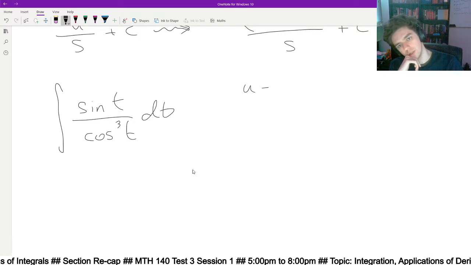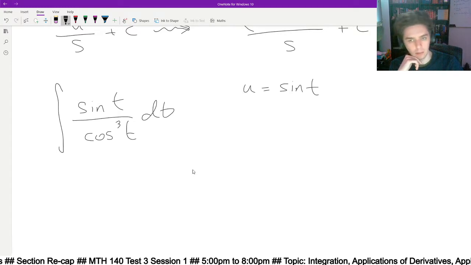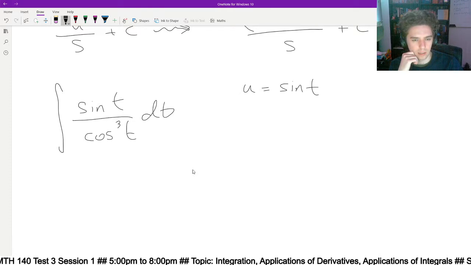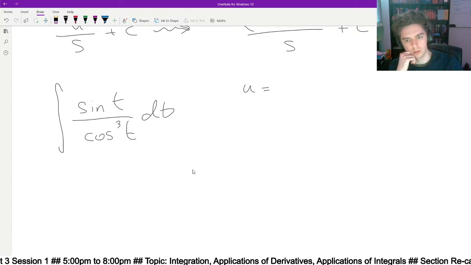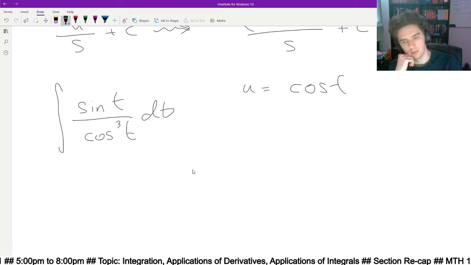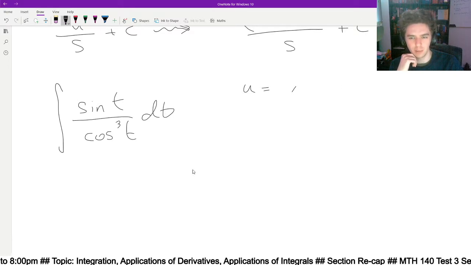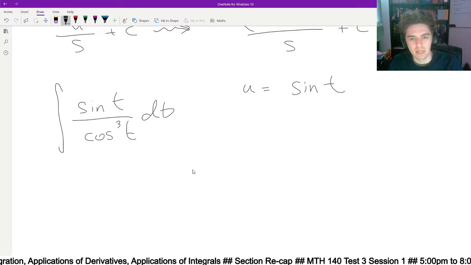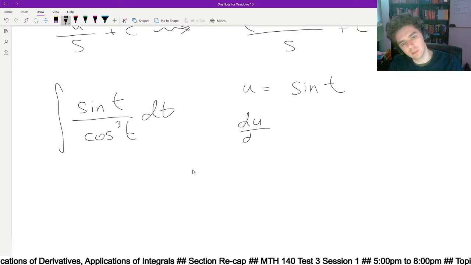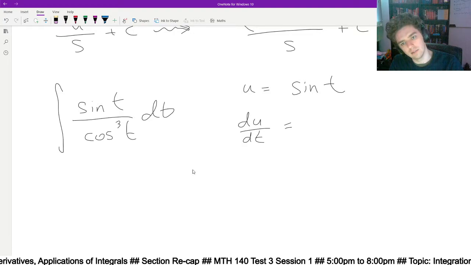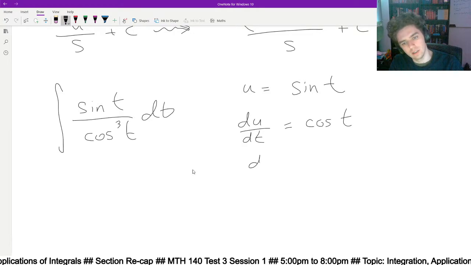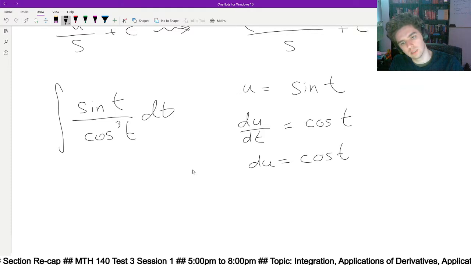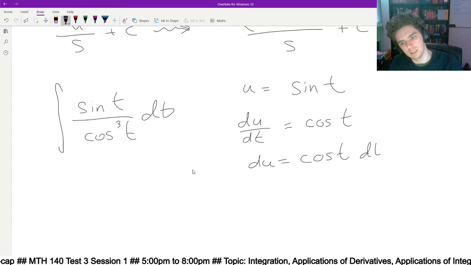So I'll choose my u to equal sine t. Might not work. I guess it's probably better to choose it to be cos t. But for the sake of argument, let's just see what happens when I choose sine. Let's see why it doesn't work. If I take the derivative with respect to t, I get, not negative, I just get cos t. So du equals cos t dt, right?